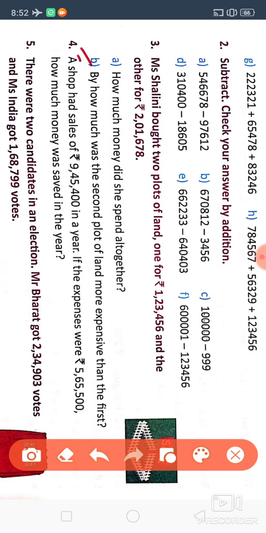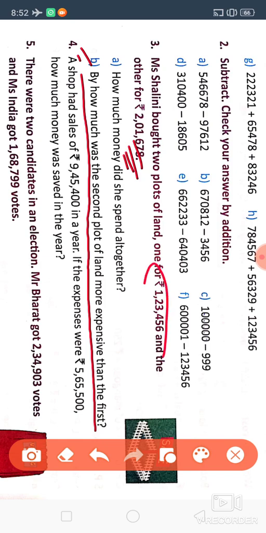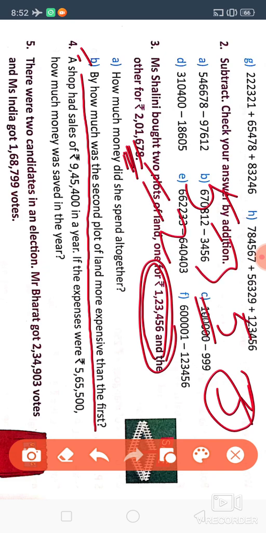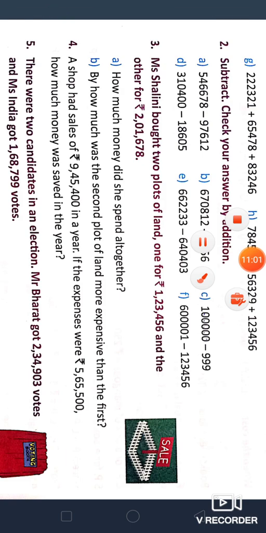Now question number 3B. By how much was the second plot of land more expensive than the first? Means the second plot is this much, 2 lakh 1678, and how much more money is it than the first plot of land? Like, pen is 5 rupees and pencil is 3 rupees, then how much more is the pen than the pencil? 2 more. So how are we getting it? 5 minus 3 we do, then we get 2, isn't it? So same way we have to do this part also.